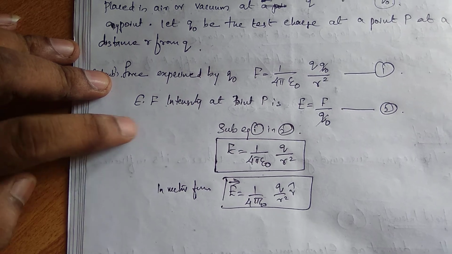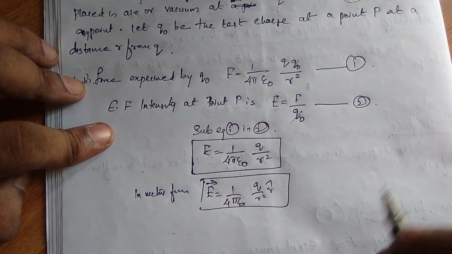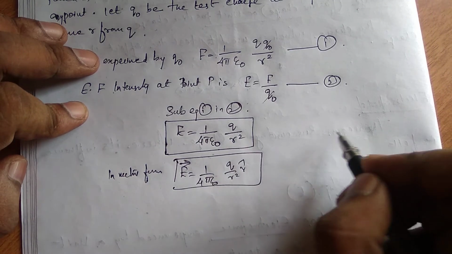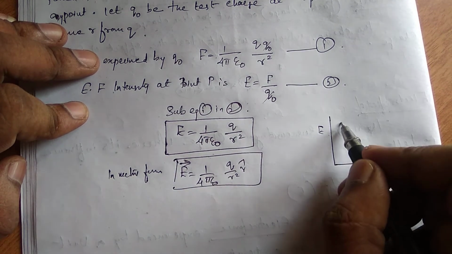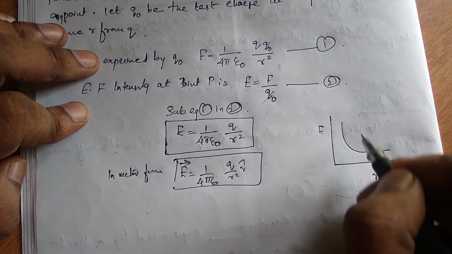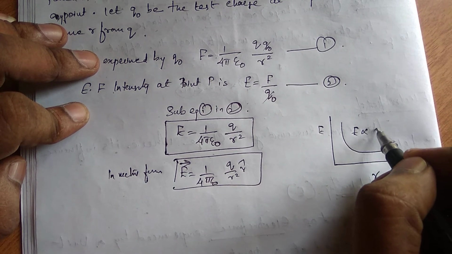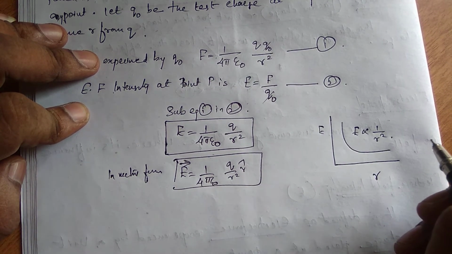Also the shape of the graph relating E and R is like this. The shape will be like this because E is inversely proportional to 1 by r square.